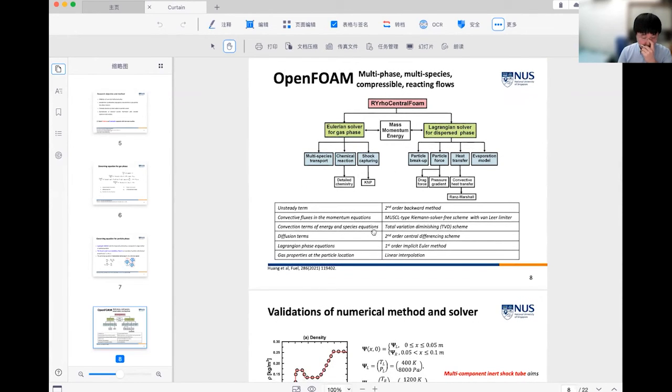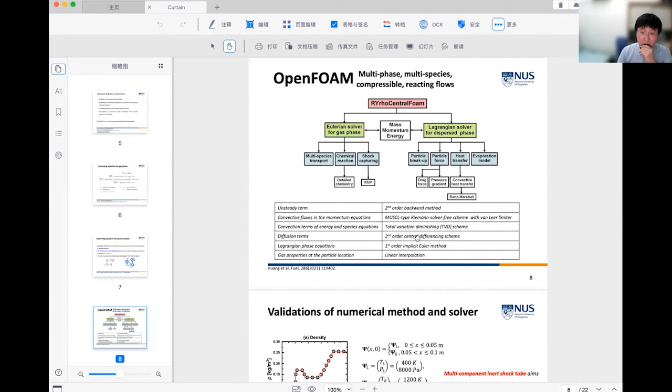This table shows the computational method. A second order backward method is used to discretize the unsteady term, and the MUSCL-type Riemann solver scheme with a limiter is employed for convective flux in the momentum equations. A total variation diminishing scheme is used for convection terms of the energy and species equations.